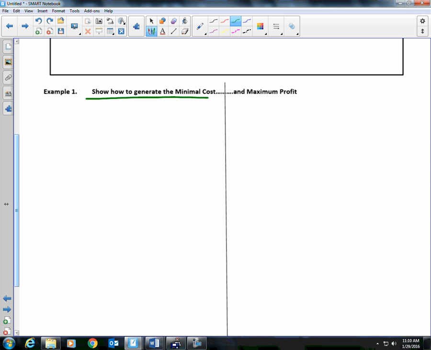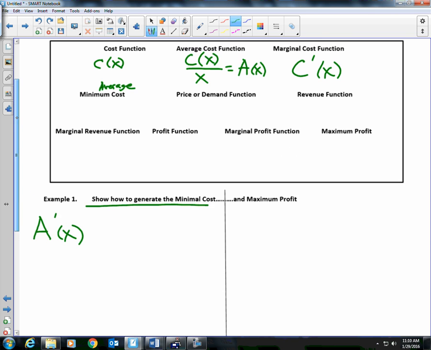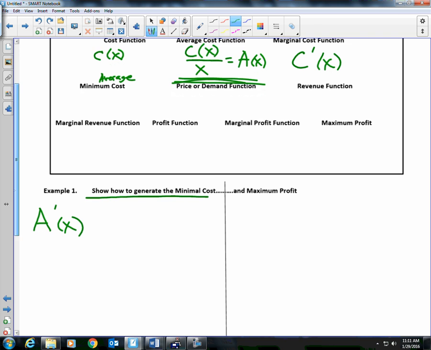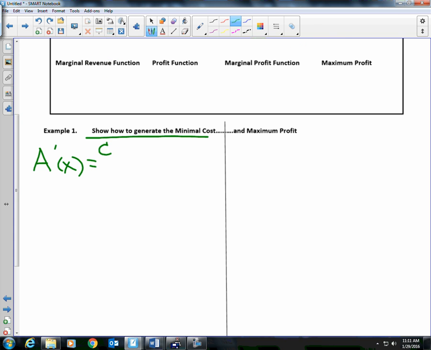So here's what we're going to do. We're going to take A prime of x. If we want to minimize something, we take the derivative and we set it equal to 0. In order to take the derivative of average cost, what rule do I have to use? Quotient rule, right? What's the derivative of the top? C prime of x times the bottom left alone, x, minus the derivative of the bottom, which is 1, times C of x.